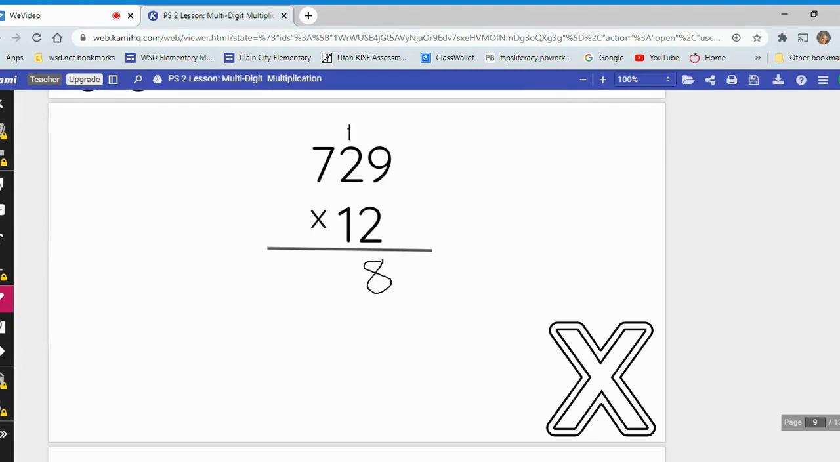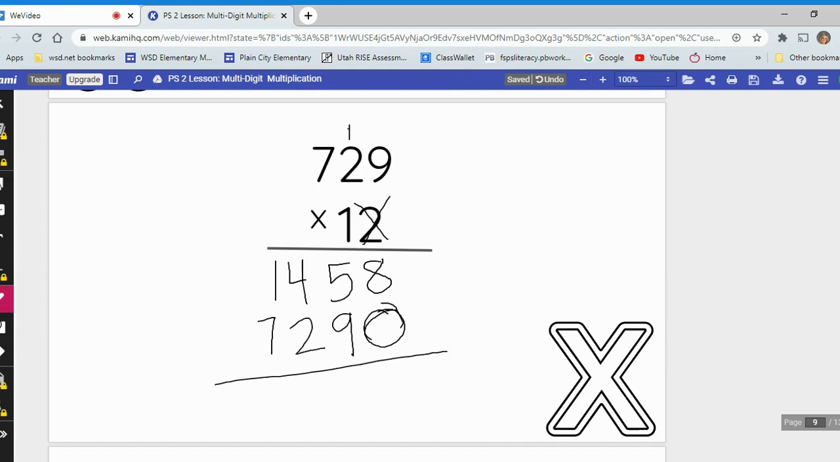Carry that 1. 2 times 2 is 4, plus 1 is 5. 2 times 7 is 14. Now if we remember, we're done with that 2, so we put a 0 placeholder because we're moving over. 1 times 9 is 9. 1 times 2 is 2. 1 times 7 is 7. Everything's all nice and lined up.